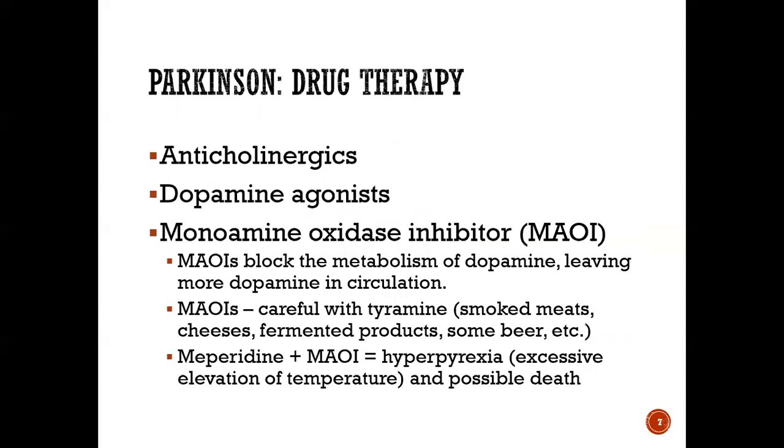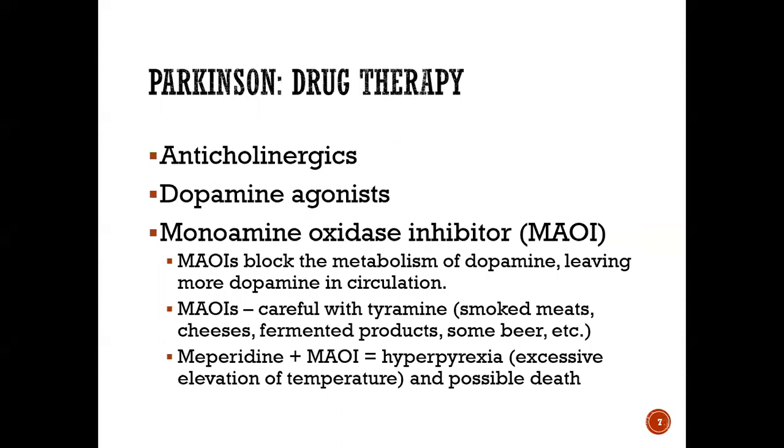Drug therapy, what can we give them? Anticholinergics, it's a big one. Why? They're going to have excessive salivation, etc. So this is going to dry them up. Dopamine agonists, so they can get more dopamine readily available. MAOIs, they block the metabolism of dopamine, which means that there's more dopamine in circulation.